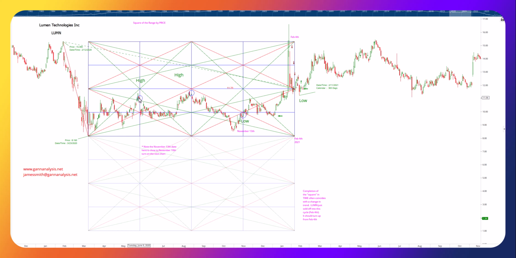So what I'm saying here is you got a high a quarter of the way through the square, and halfway through the square was a high. This was, you could argue, a low. And then this was a low here as you complete the square in time.